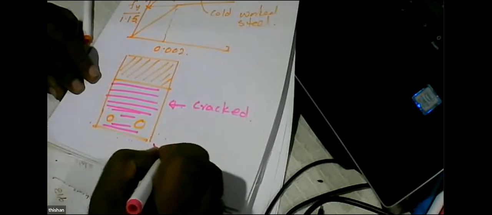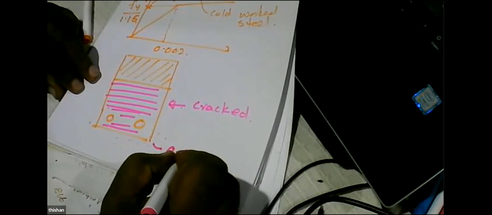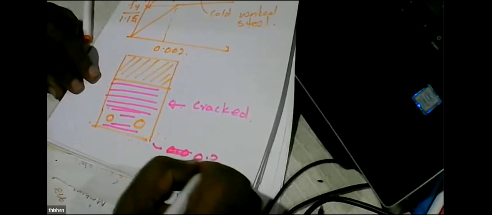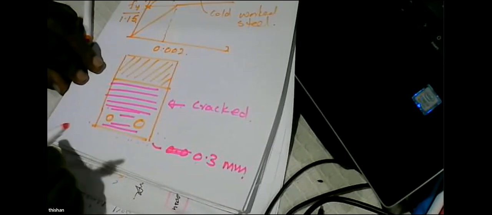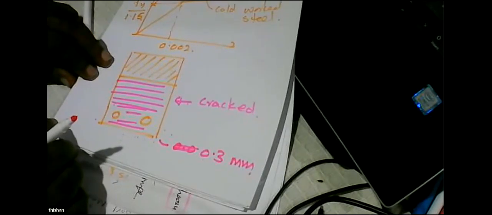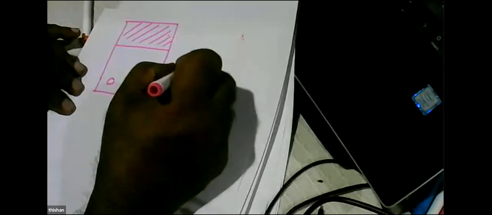But we ensure the surface crack width is less than 0.3 millimeters. And if the surface crack width is less than 0.3 millimeters, there's no durability issue. Then we have to see how this concrete can deteriorate, and what the advantages and disadvantages are, because it's cracked.